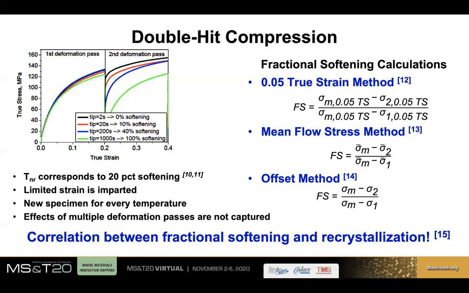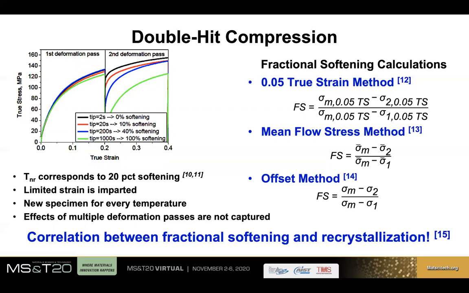Before getting into that, though, we'll discuss some of the common techniques used to determine TNR. And we'll start with double hit compression testing. So the general procedure for this is to reheat the specimen to a temperature where microalloying additions are in solution, cool to a deformation temperature, and then compress the specimen with a given strain and strain rate. The specimen is then held for an inter-pass time before being compressed again with the same parameters.